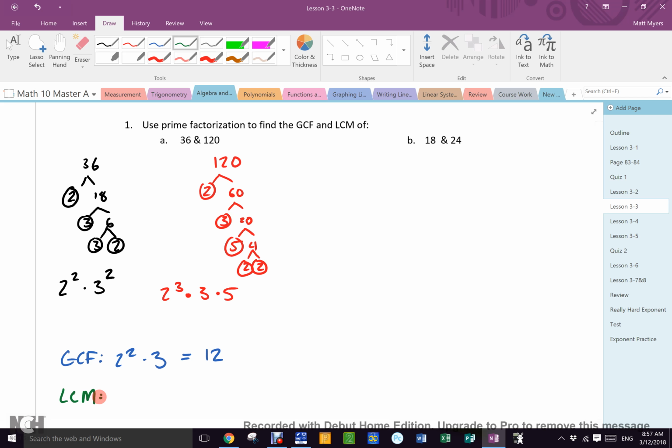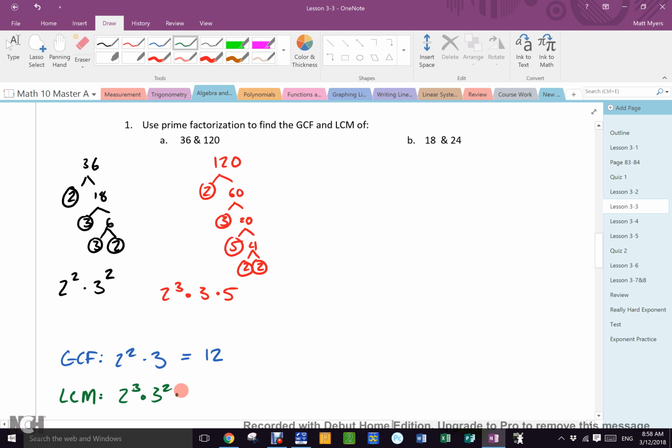And I got to count them only how many times? Once. So, there's 2's in both. What's the bigger exponent? 3. And those 3 2's will cover that guy's 2 2's, right? So, there's 3 2's, times. How many 3's? No, 2. Because that guy's 3 squared covers that guy. And we got to count everything once.